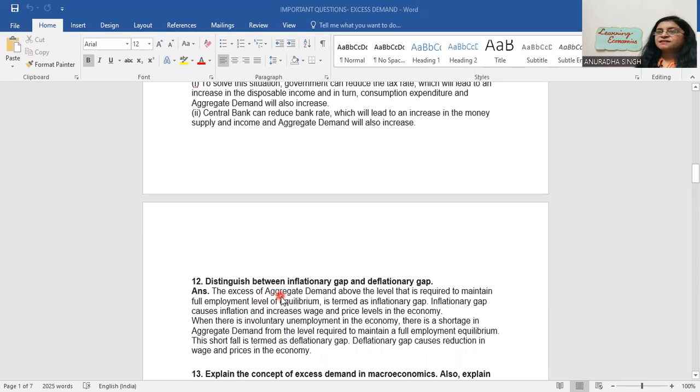And then the 12th question is, to differentiate between inflationary gap and deflationary gap. Inflationary gap, rising price level. Deflationary gap, falling price level. Inflationary gap, aggregate demand is more than aggregate supply. Deflationary gap, aggregate supply is more and aggregate demand is less. So we can explain in this manner. In inflationary gap, there is overemployment, and in deflationary gap, there is underemployment.